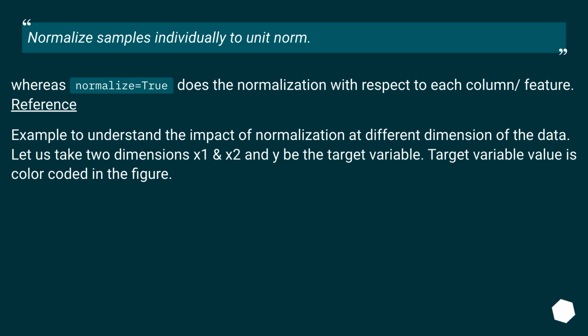Reference. Example to understand the impact of normalization at different dimensions of the data. Let us take two dimensions x1 and x2 and y be the target variable. Target variable value is color-coded in the figure.